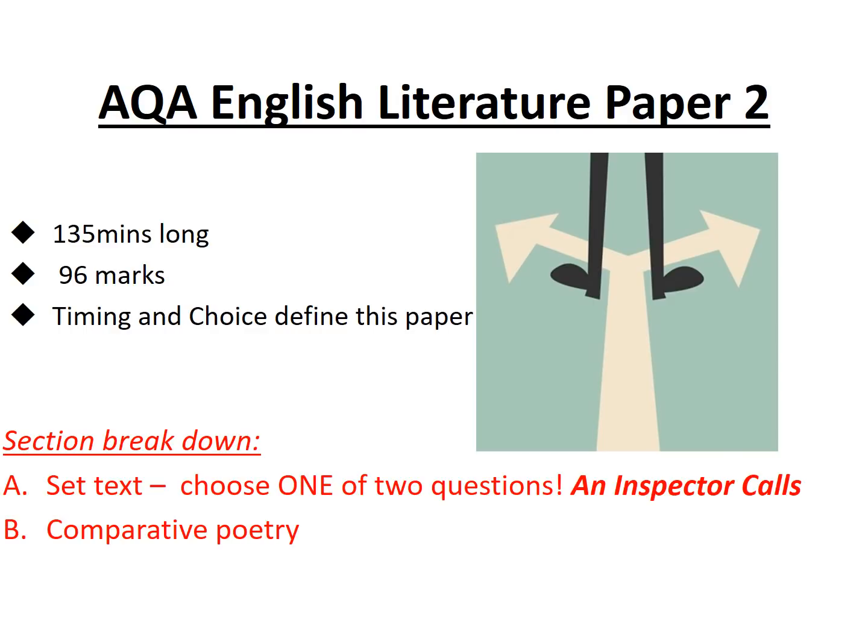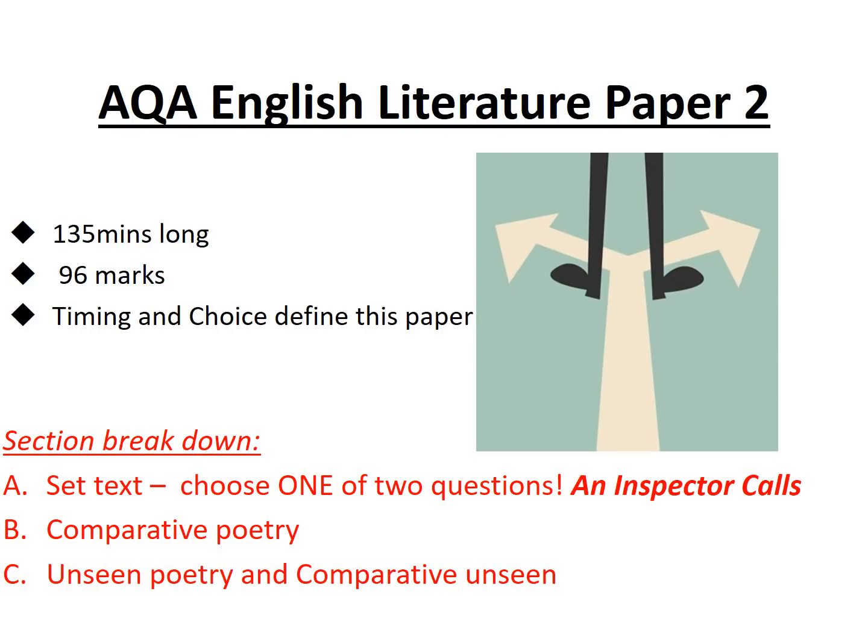So, section A is characterised by the fact it's a set text that you studied. It's closed book and you have an option. You choose one of two available questions on your set text. For students in my school, it's An Inspector Calls. For other students, it's Blood Brothers, Animal Farm, Lord of the Flies.